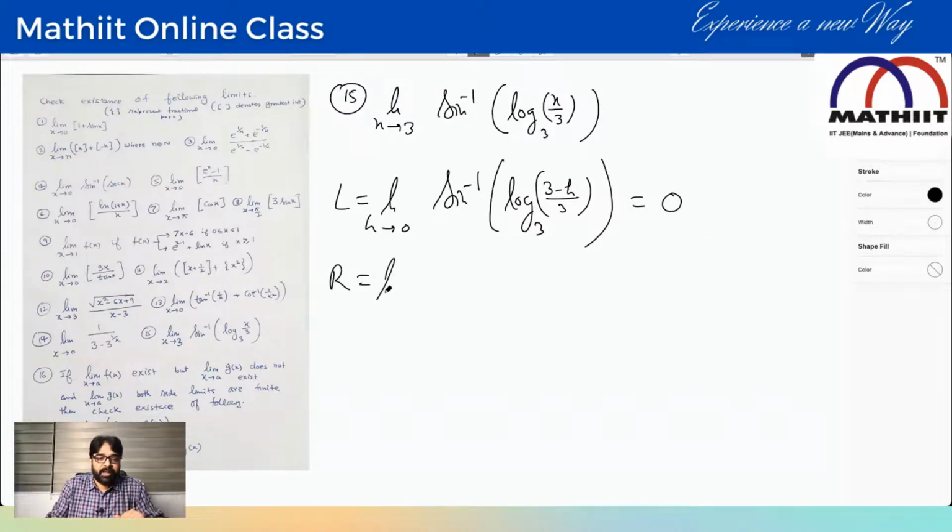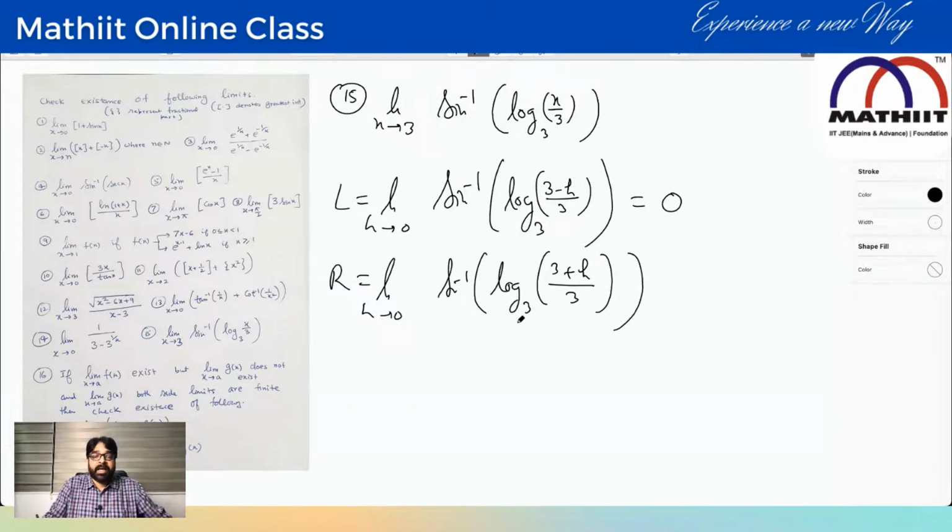Right hand limit, limit h approaches 0, sine inverse of log of 3 plus h by 3 base 3. Why I mentioned this question, I did not know. It's a very simple question. Again, easy form, h equal to 0, 3 by 3 is 1, log 1 base 3 is 0, sine inverse 0 is 0. Both are equal. Limit exists. Actually, I was trying to give some other question. Okay, no problem. Have you understood?